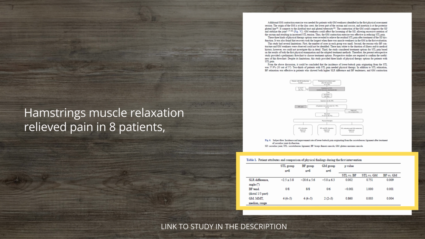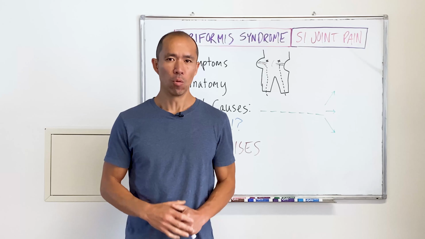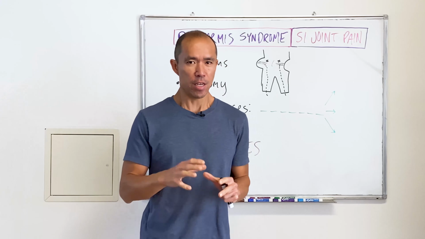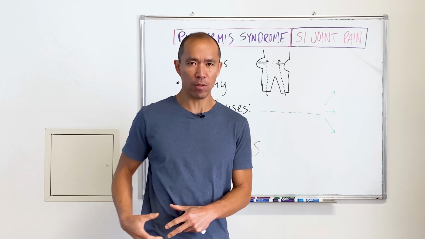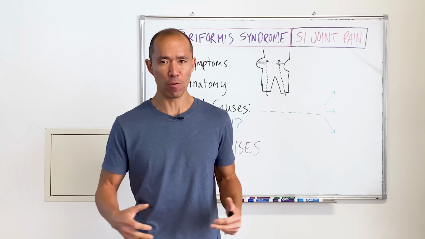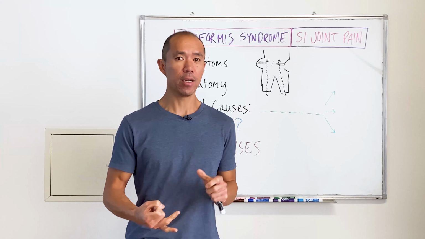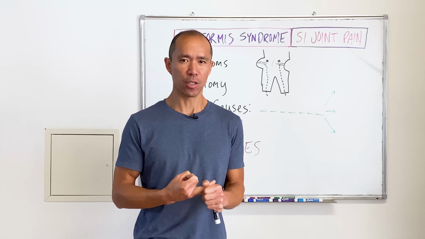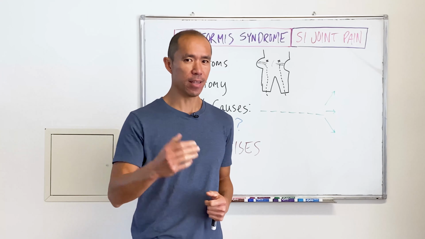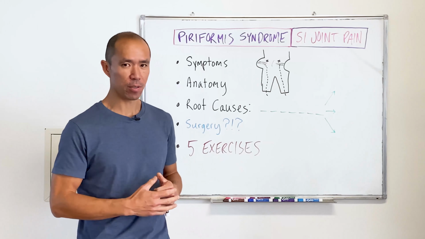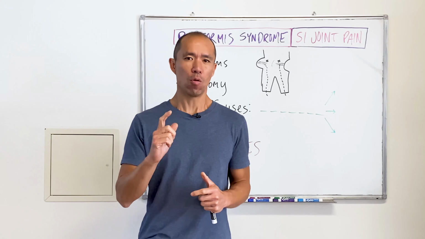Hamstrings muscle relaxation relieved pain in 8 of these patients, while gluteus muscle contraction relieved pain in 6 patients. So what this study shows is that even anesthetic in and around the area wasn't enough to get rid of all the pain, and some people required hamstring relaxation and glute maximus contraction or activation. And this is going to be important for something I'm going to talk about in a second. But before we get to that, one more study for you.